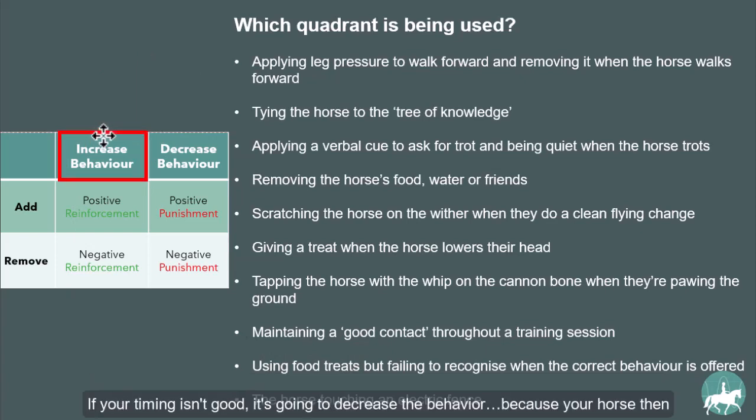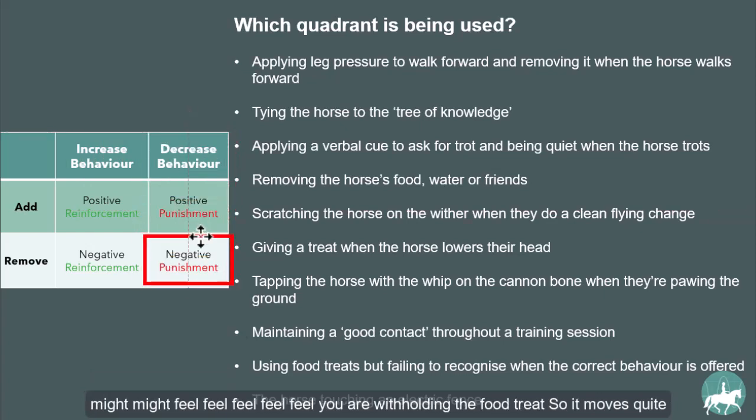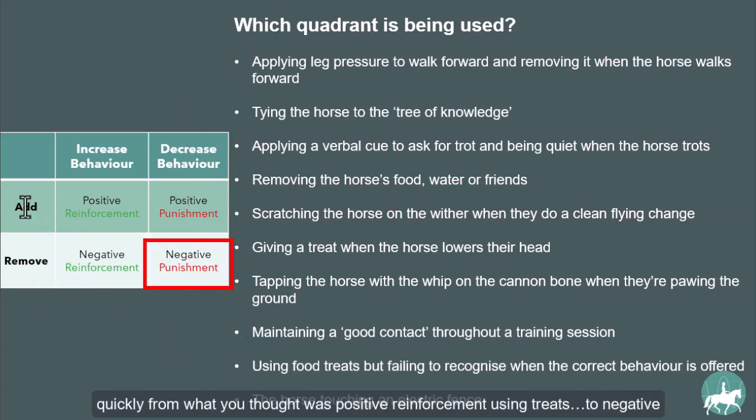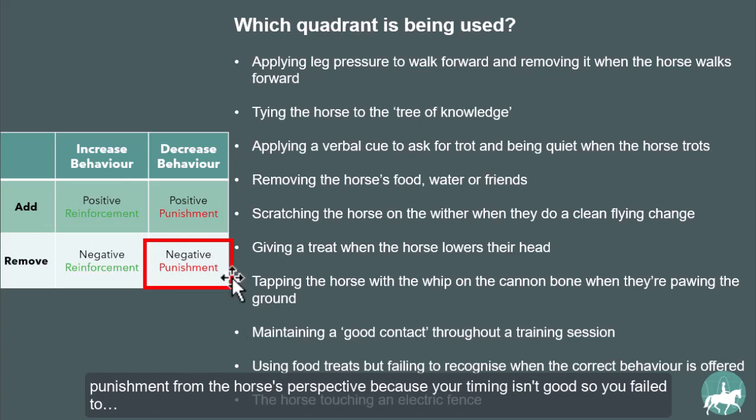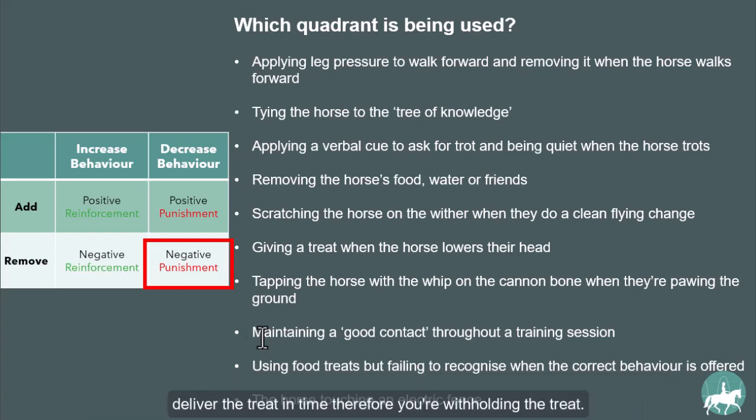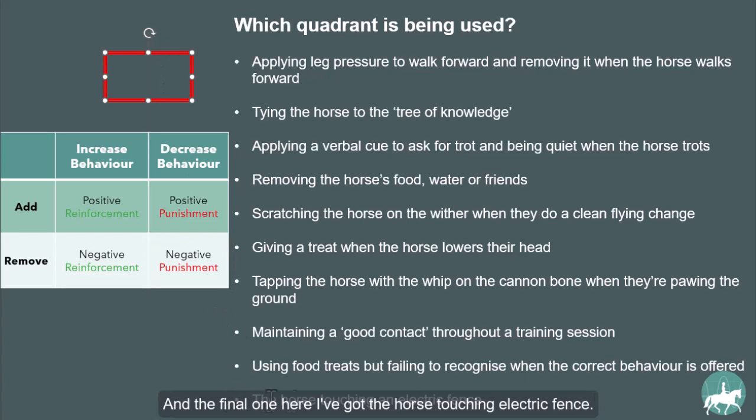If your timing isn't good, it's going to decrease the behavior because your horse then feels that you are withholding the food treat. So it moves quite quickly from what you thought was positive reinforcement using treats to negative punishment from the horse's perspective, because your timing isn't good, so you failed to deliver the treat in time, therefore you're withholding the treat. And the final one here, I've got the horse touching an electric fence.